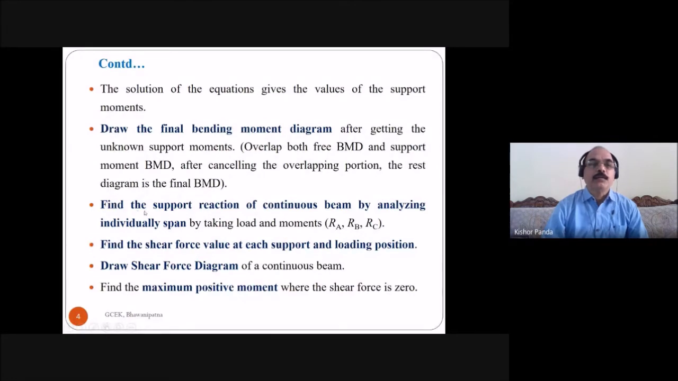Then you have to find out the support reactions of the continuous beam by analyzing individual spans, taking load and moments. You have to find the reactions at the supports, RA, RB, RC. Then find the shear force at different positions and draw the shear force diagram of the continuous beam. Then at zero shear force, you have to find out the maximum positive moment. So these are the steps you have to remember for solving any continuous beam.